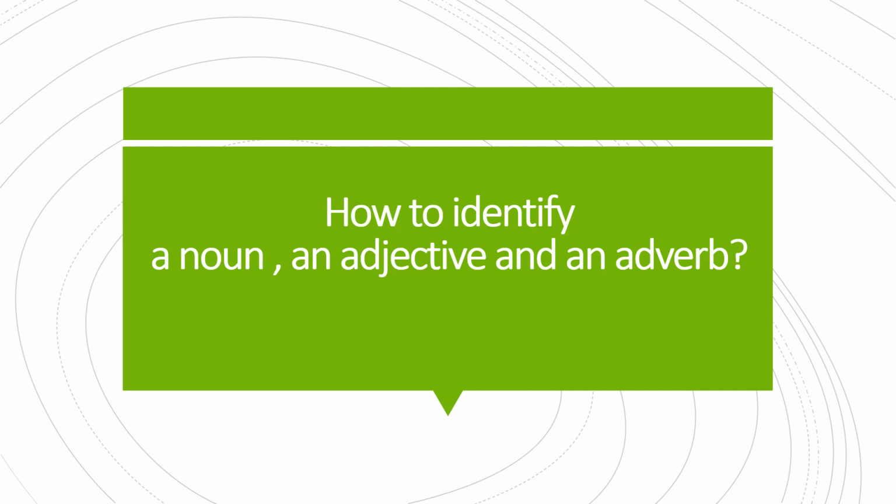But when you are asked to identify them in a particular or complex type of sentence, then it becomes very confusing and difficult. So in today's video, we are going to discuss certain clues and tips on how you can identify noun, adjective and adverb in some specific sentences.